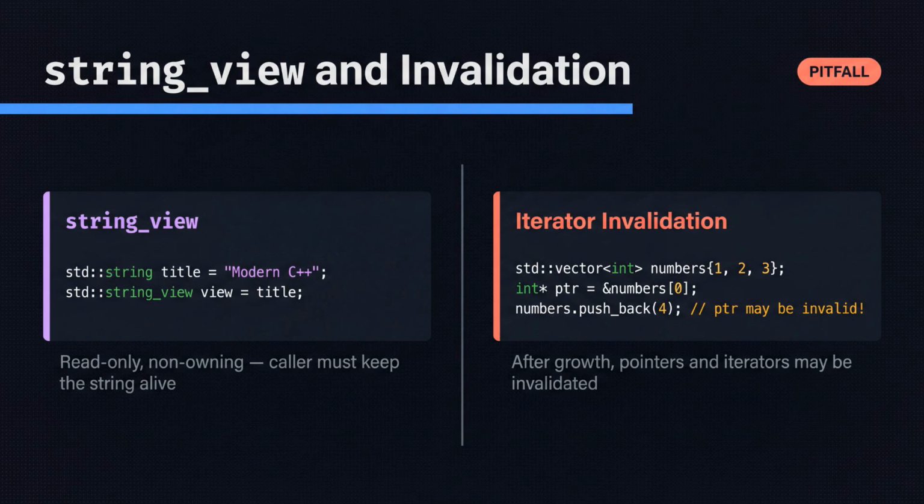Second, iterator and reference invalidation. When a vector grows and reallocates, any pointers, references, or iterators pointing into it become invalid. In this example, we take a pointer to the first element, then push_back a new value. If the vector reallocated, that pointer now points to freed memory. This is one of the most important vector rules to remember.